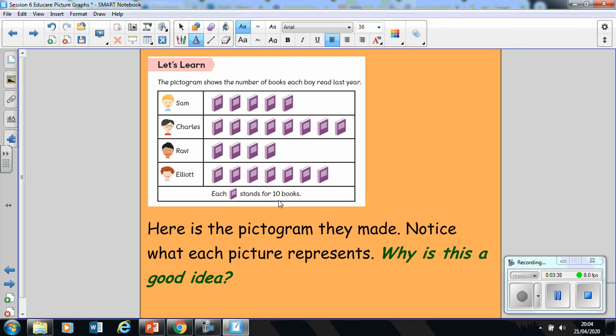Why is this a good idea? Why is it that when they use 10 books as a value for their key, for their symbol, why is this a good idea? Have a couple of minutes to discuss this with your learning partner.